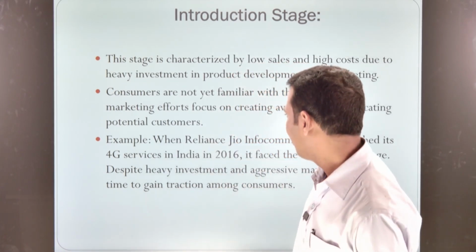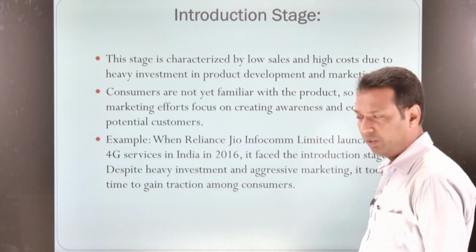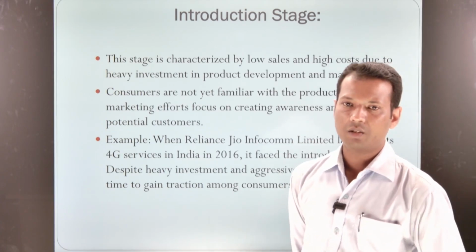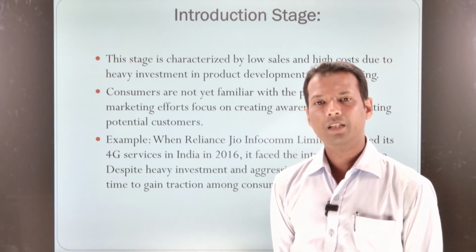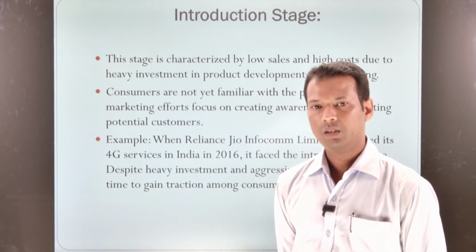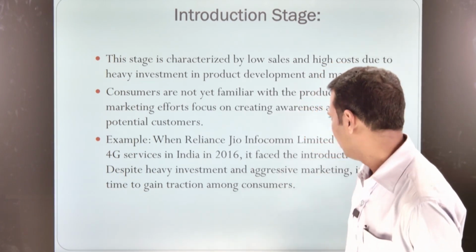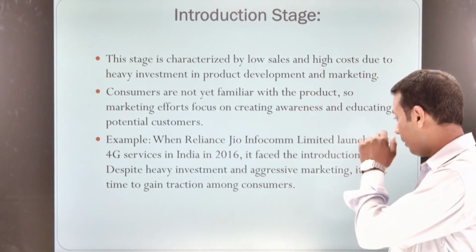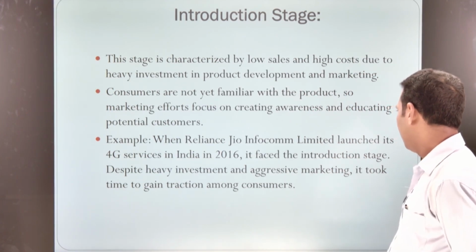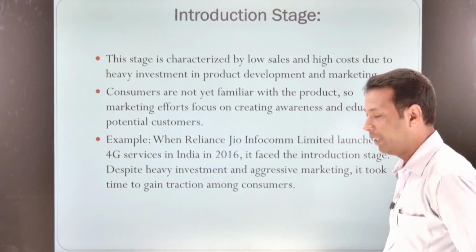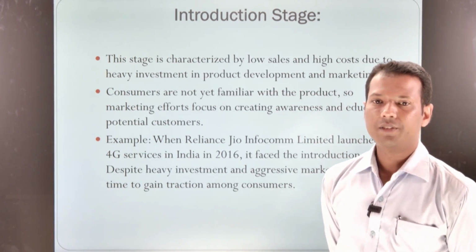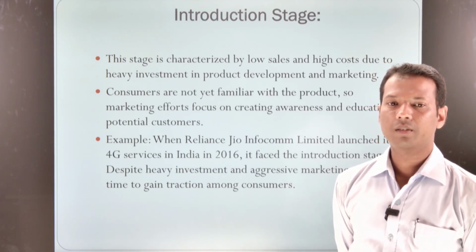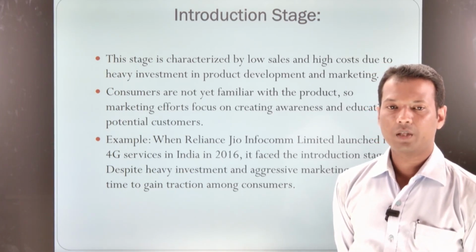So if you take an example, Reliance Jio. When did Jio start its operation? It started its operation in 2016. When Reliance Jio Infocomm Limited launched its 4G services in India, it was the first company to launch a 4G network in India.